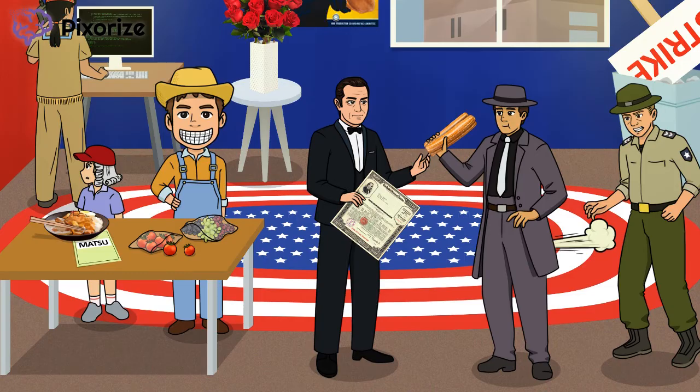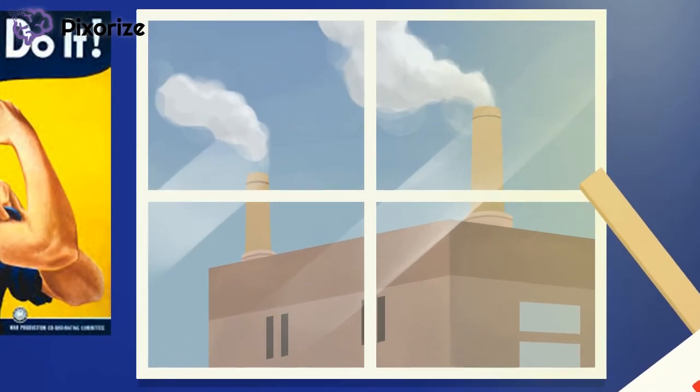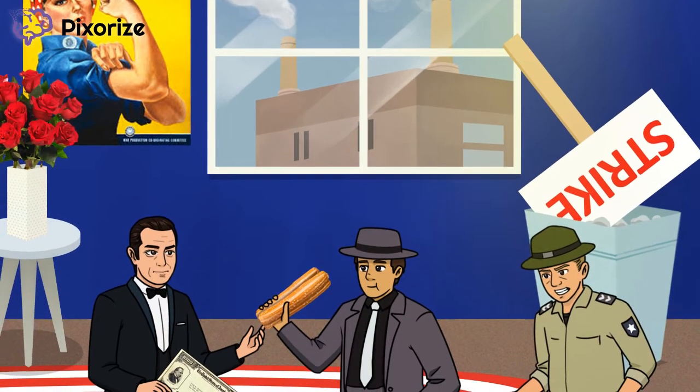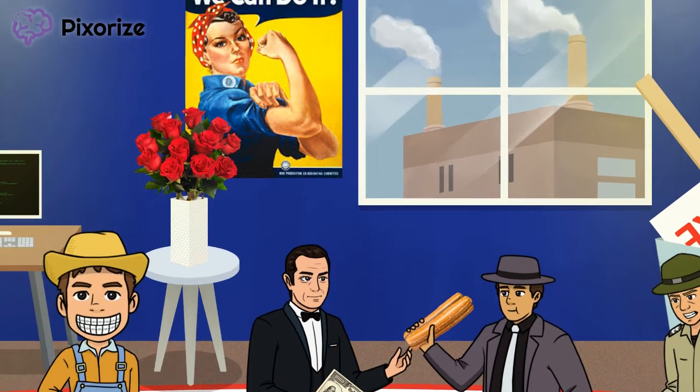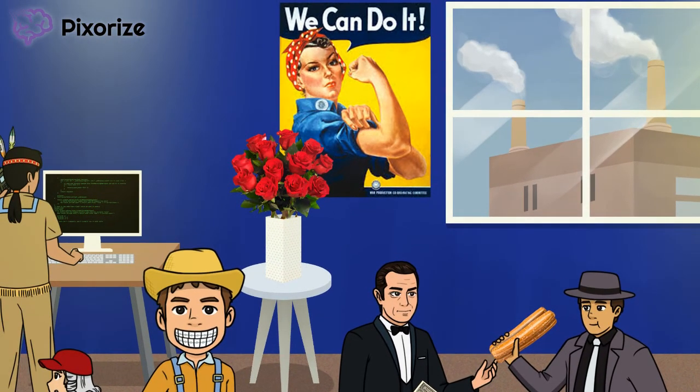Let's jump right in. First, take a look at the window where you can see a large factory outside. In order to make supplies for the war, manufacturing boomed. Next, take a look next to the factory where you'll see a strike sign in the trash can. This should help you remember that unions agreed not to strike during the war, which ensured a continuous supply of war products.